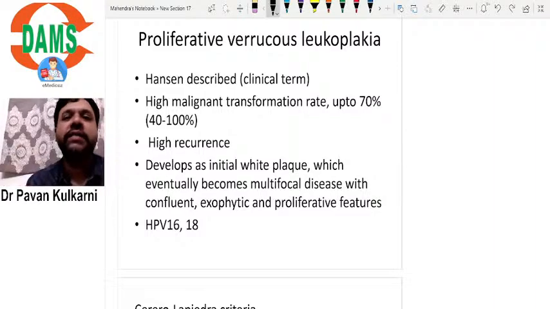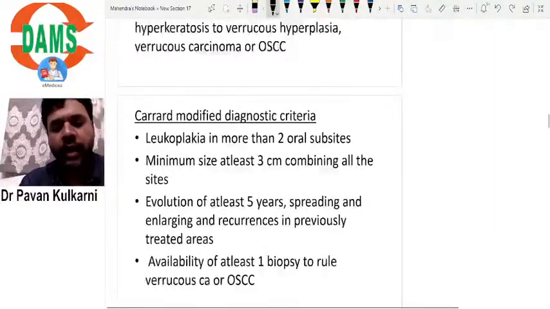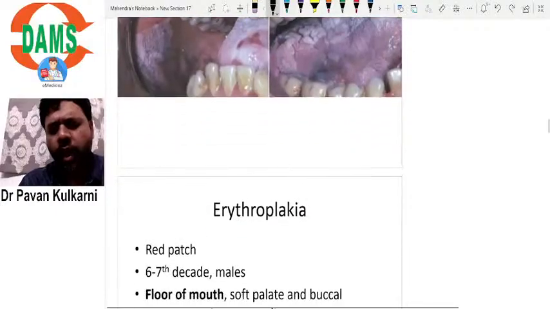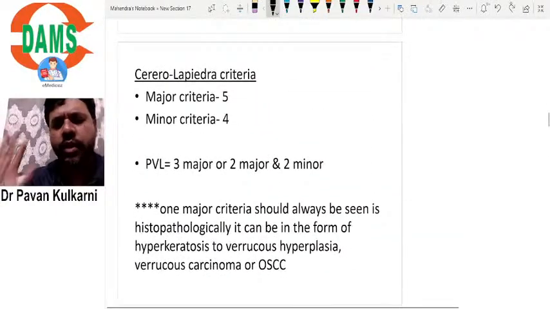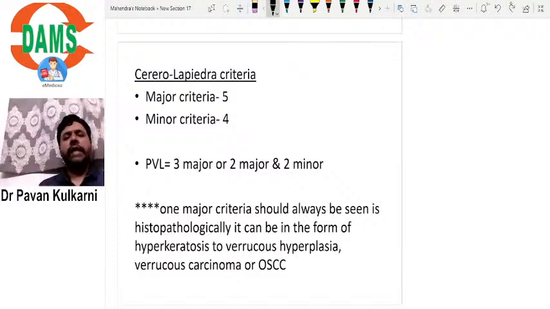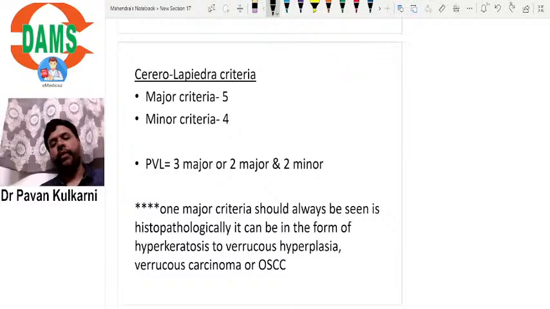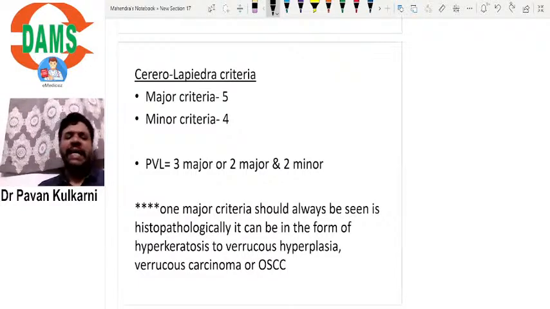We have to understand this PVL. It basically has two important criteria. In today's session, I'll discuss only leukoplakia, and that's why I'm discussing PVL. We have a very important criteria here called the Cerero-Lepidra criteria. This is an important criteria for the diagnosis of PVL. Cerero-Lepidra told that there are 5 major criteria and 4 minor criteria.